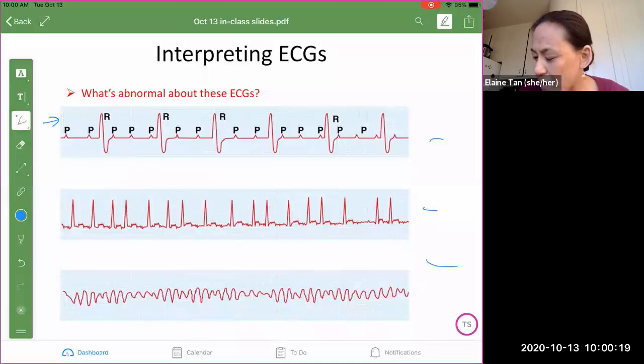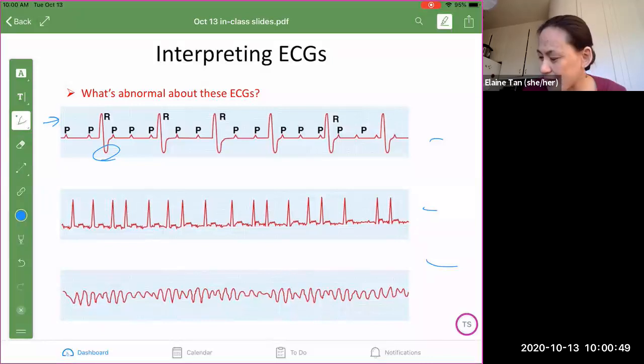A couple of groups brought up the fact that there's no T waves, and I don't really know what to say about that. I imagine that there must be, the ventricles must be repolarizing, otherwise you wouldn't be able to continue having a heartbeat. So I imagine that the T wave must be getting lost in there somewhere. Maybe it's combined here with the QRS complex or something.